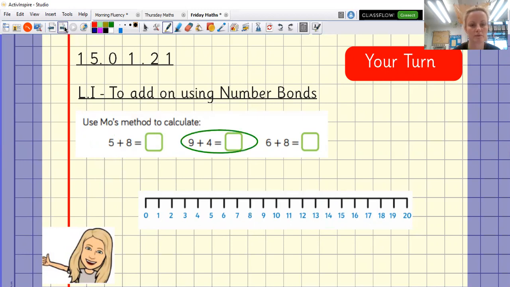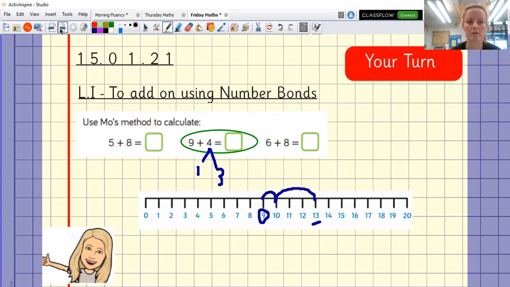Okay, your next one. 9 plus 4. Now I want to make 9 into 10. So I'm going to partition 4 into 1 and 3. So I'm going to circle 9, add 1, and then add 3. 1, 2, 3. Like that. And I'm going to underline it, and then I'm going to remember to write it in there.